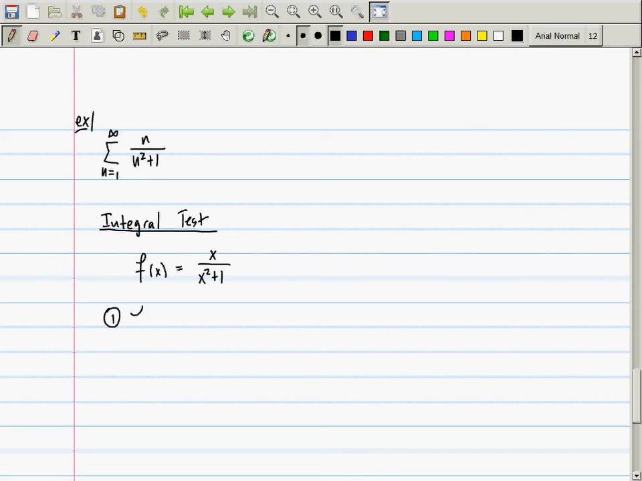First, is f of x continuous? Yes, and that's obvious. Why? Because x squared plus 1 is greater than 0. The only way it could have a problem is if the denominator was 0, but it's impossible for the denominator to be 0. Second, is f of x positive? In particular, it needs to be positive after 1. So yes, f of x is positive for x greater than or equal to 1, because the numerator is positive and the denominator is positive, so the ratio is positive.